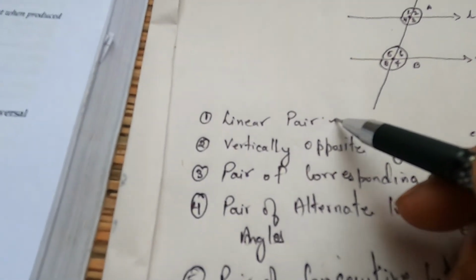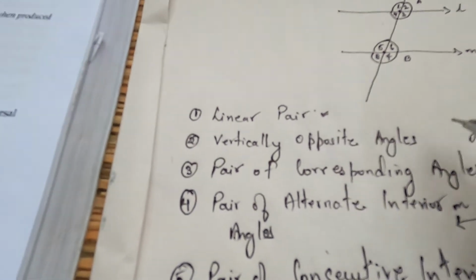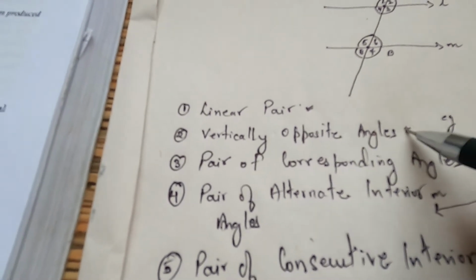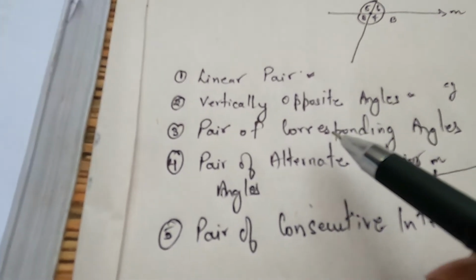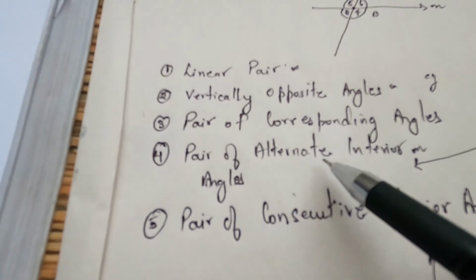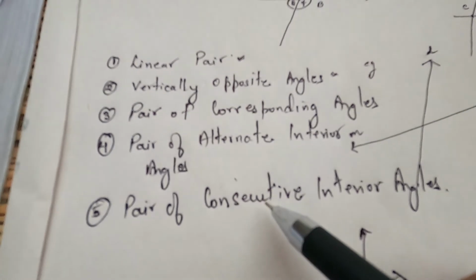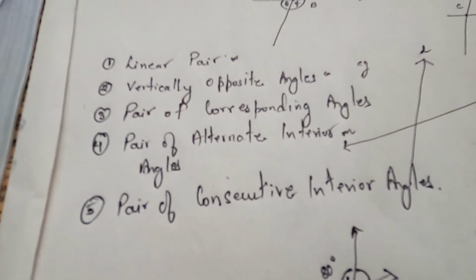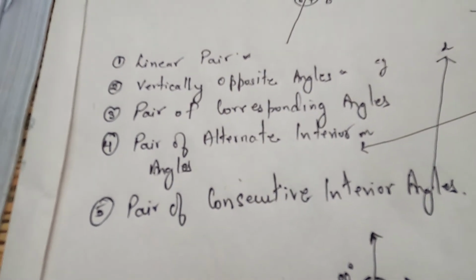So linear pair, I think it's clear. We have done the previous topic, and also vertically opposite angles. So we will stress on pairs of corresponding angles, pairs of alternate interior angles, and pairs of consecutive interior angles.